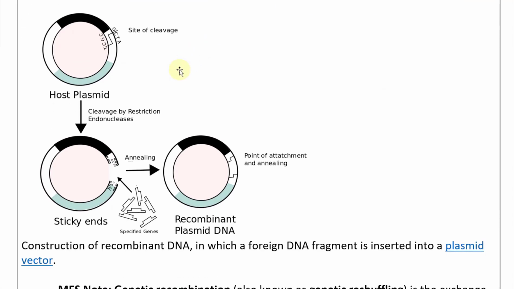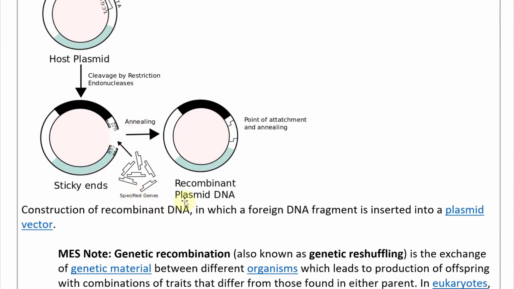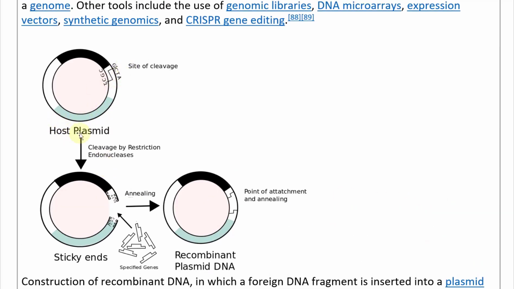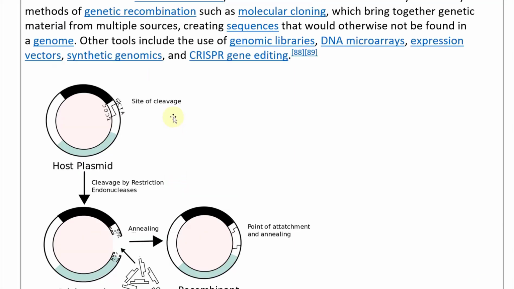So let's look at this figure right here. So construction of recombinant DNA, in which a foreign DNA fragment is inserted into a plasmid vector. So if we have this host plasmid, remember just a circular DNA, separate from the main chromosomal setup, and we'll just go do a search right here to refresh.